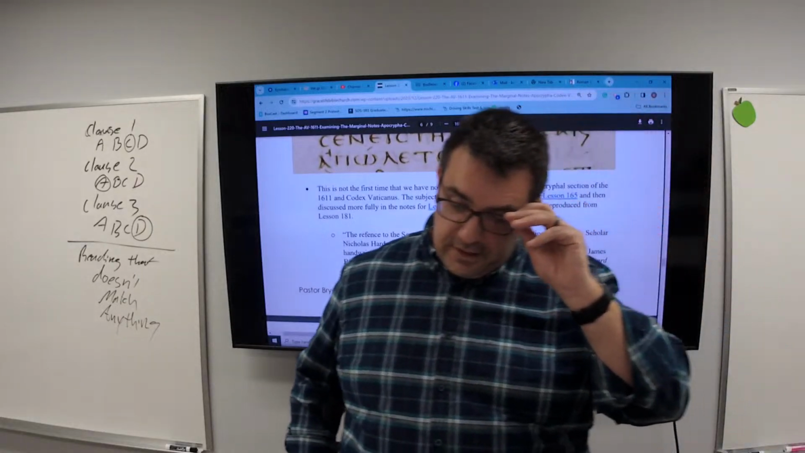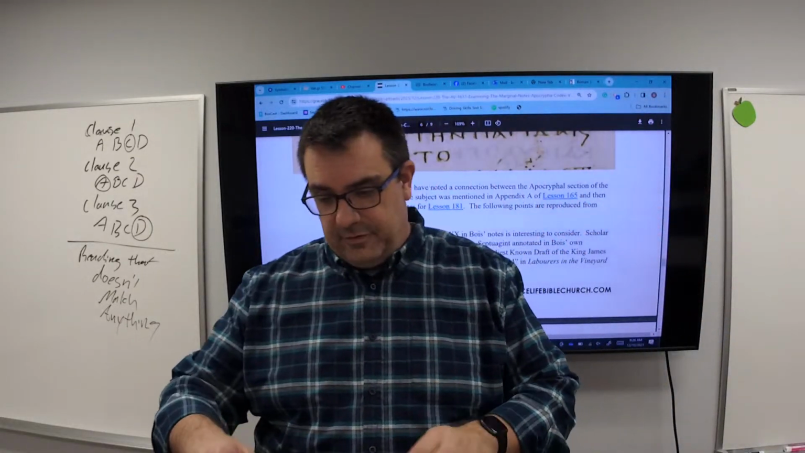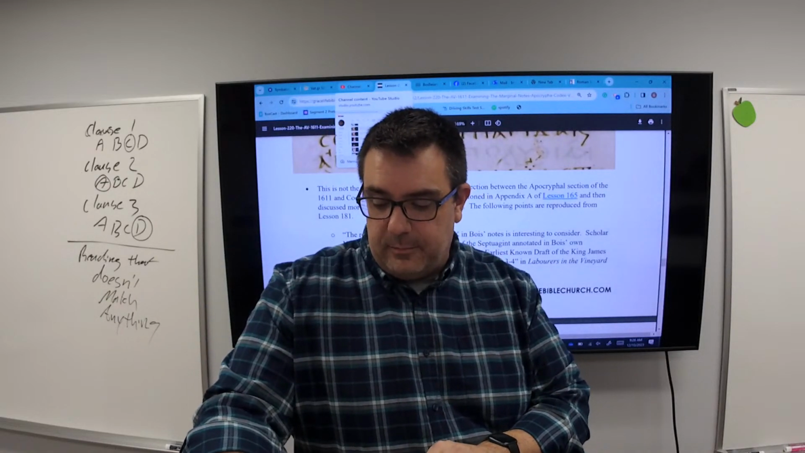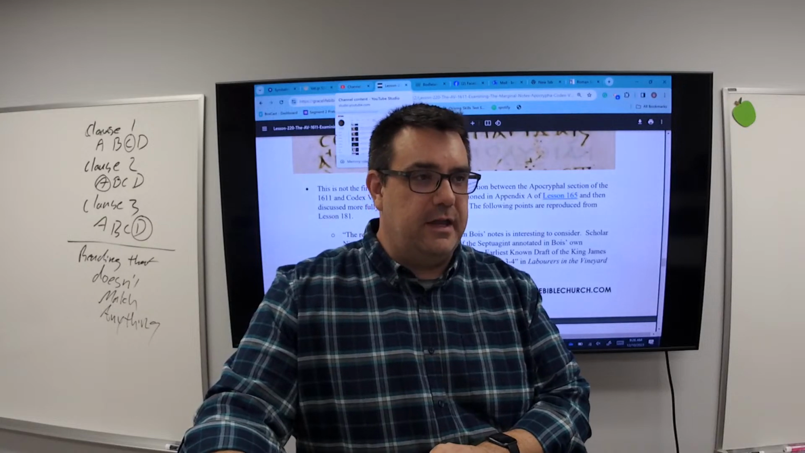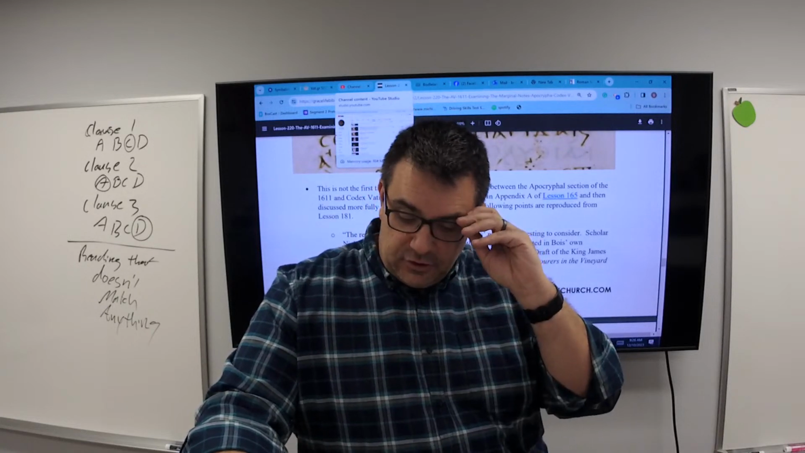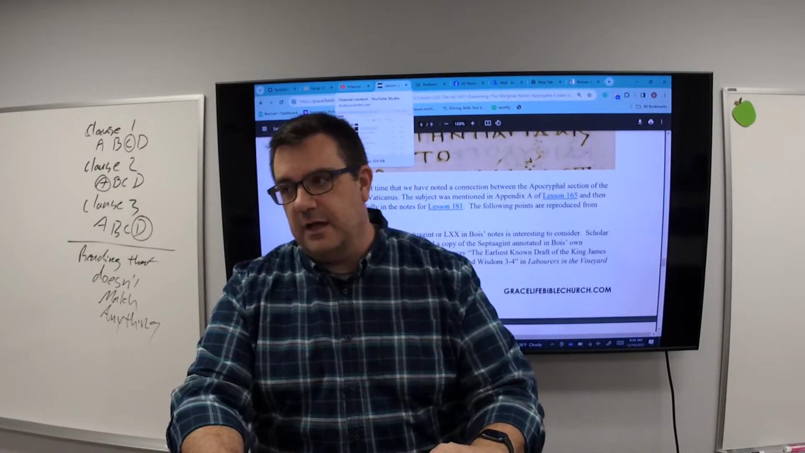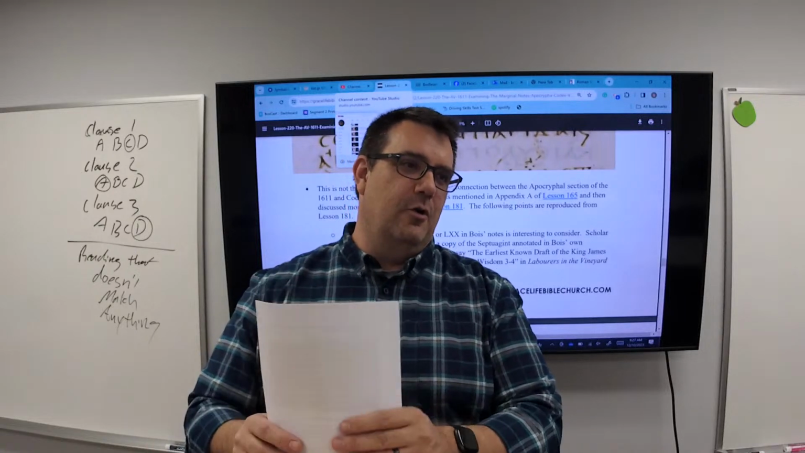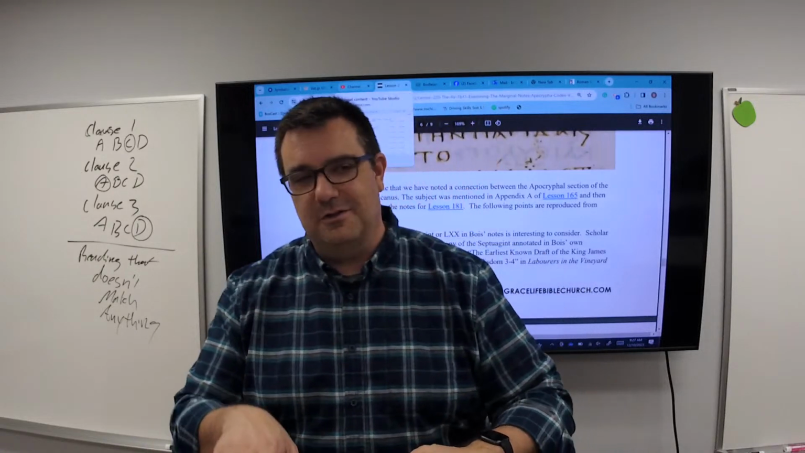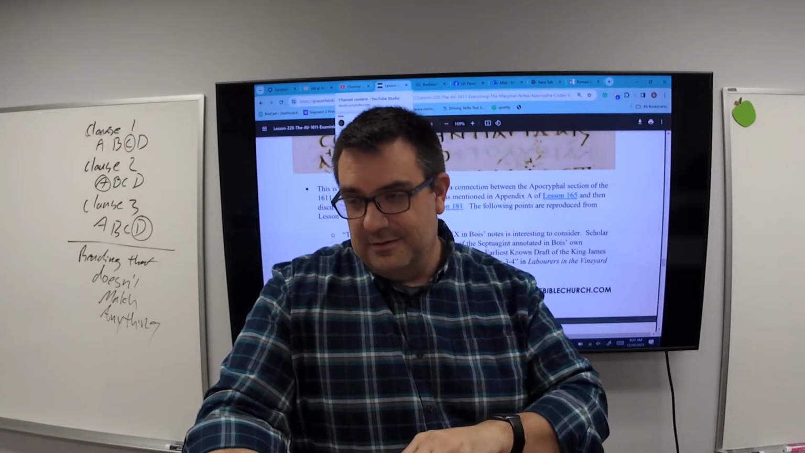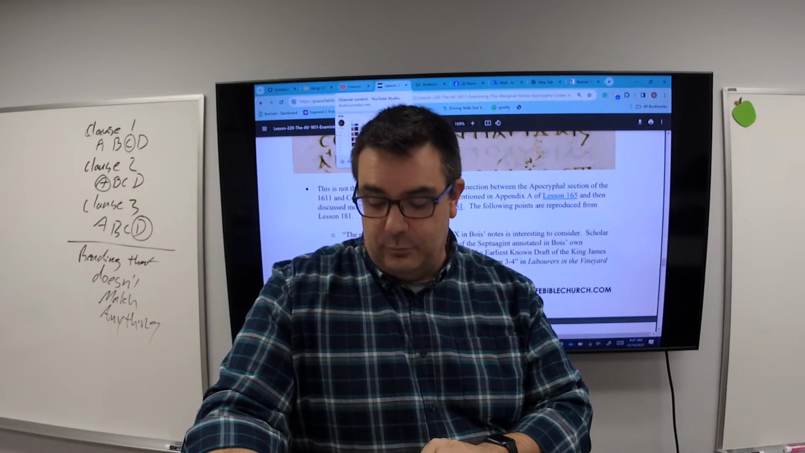So, this is not the first time, so I'm on the bottom third of page 6. This is not the first time we have noted a connection between the apocryphal section of the 1611 and Codex Vaticanus. This subject was mentioned in Appendix A of Lesson 165 and then discussed more fully in the notes of Lesson 181. So I'm sure you all remember this, and I'm sure you all would pass the test on this and be able to know exactly which lessons I mentioned this in before, right? Right. Yeah, okay. The following points are reproduced from Lesson 181.